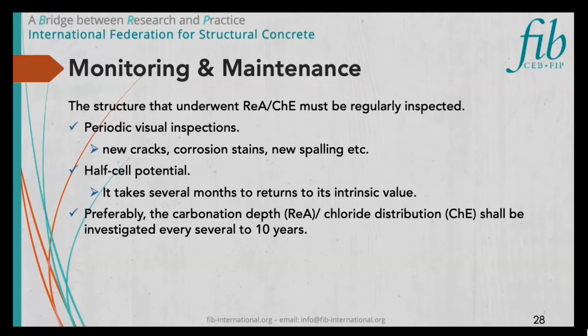Both realkalization and chloride extraction relate to the rebar corrosion. Therefore, half-cell potential of the rebar gives us significant information that indicates the redeterioration. It should be noted that after the execution of these electrochemical methods, it takes several months to return to its intrinsic true half-cell potential. Preferably, the carbonation depth or chloride distribution shall be investigated every several to 10 years.